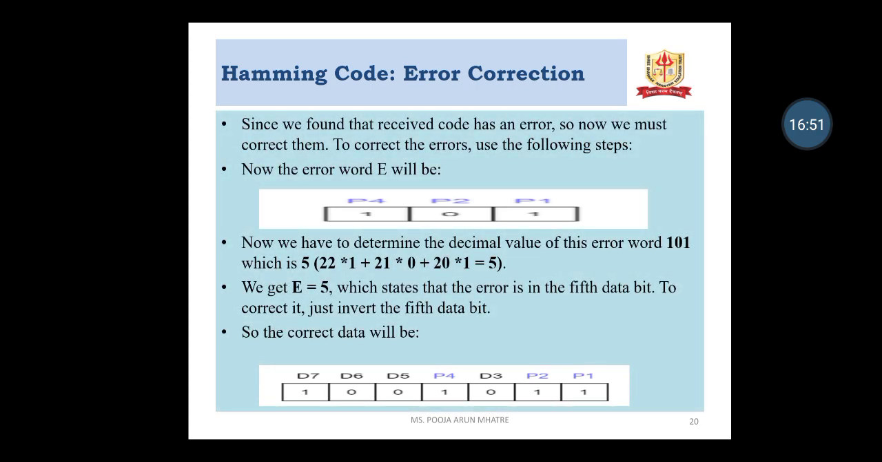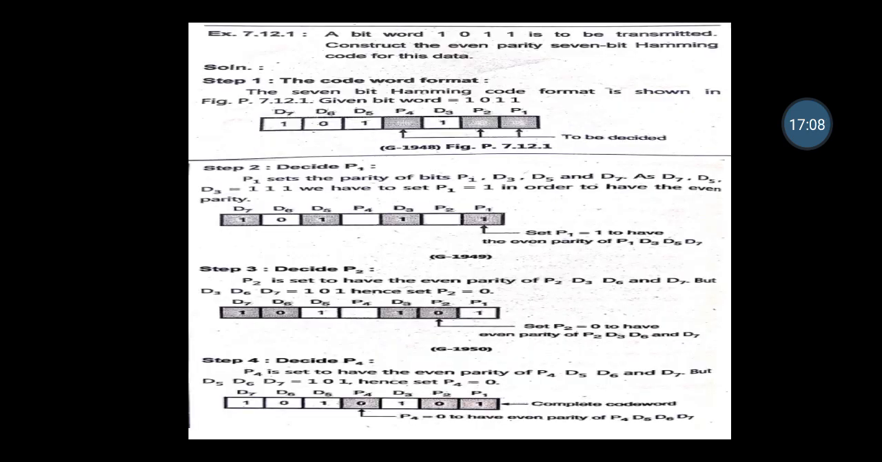Since we found that the received code has an error, now we must correct it. To correct the errors, use the following steps: check P1, P2, P4, which gives 101. Now we have to determine the decimal value of the error.